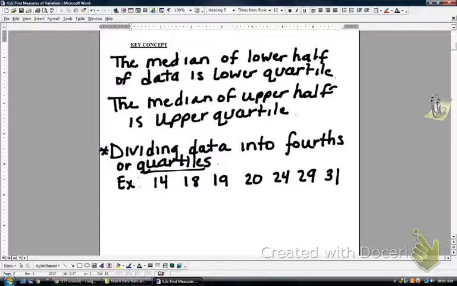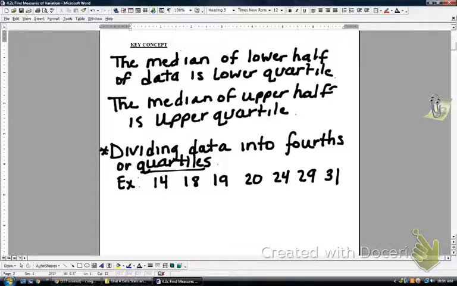And then the star, what I really want you to think about is when you're finding the median, the lower quartile, and the upper quartile, you have divided your data into fourths or quartiles. Think about, like, there's 4 quarters in a dollar. Quad means 4. So think about that prefix, QUA, that means fourths. If you have an understanding of what the word means, it makes the concept a little bit easier.